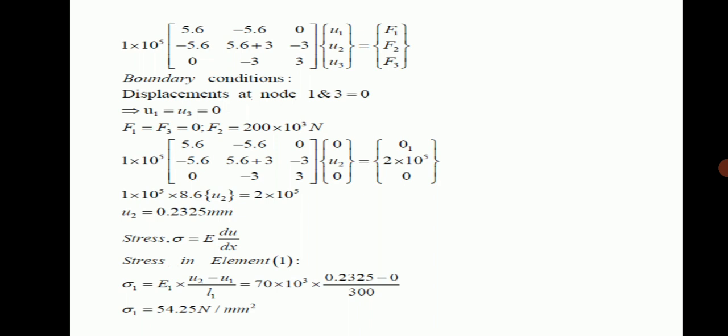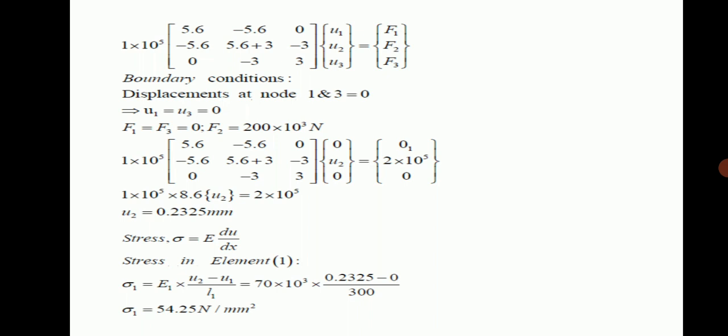Then we want to apply the boundary condition. Already we have discussed this in problem 1. Which node is fixed? We want to put the displacement value as 0. In this problem, node 1 and node 3 are fixed, so U1 and U3 are 0. Load is acting on node 2. The load is 200 into 10 power 3 Newton. So F1 and F3 are equal to 0.